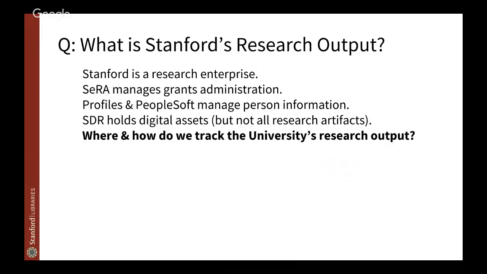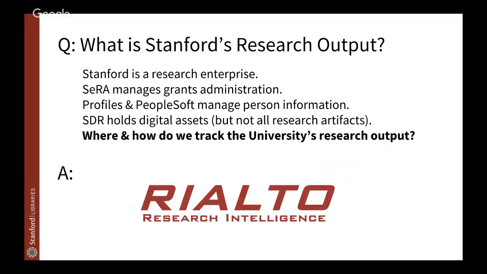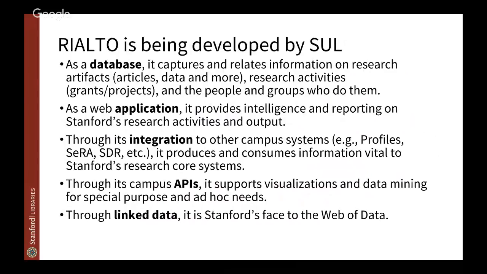So where and how do we track this research output? Well, that's the goal of this project. So Rialto takes advantage of this notion of the research information ecosystem and a research core, and is a technology project being developed at the Stanford University Libraries. It's a database or a data store to hold this aggregated information. It'll be a web application to provide analytics and reporting on top of it. It'll use existing APIs to aggregate data from existing systems, and it will provide an API with linked data out to other consumers so that reports that aren't built or envisioned as part of the web application can still be produced.